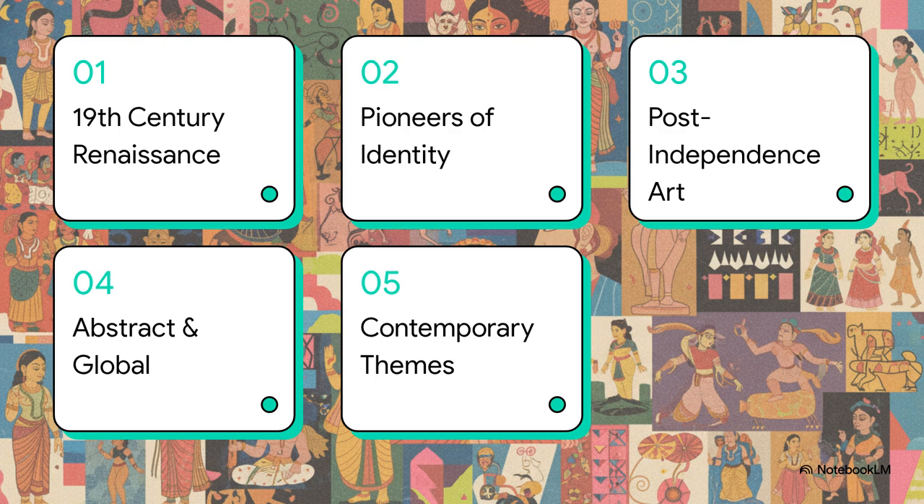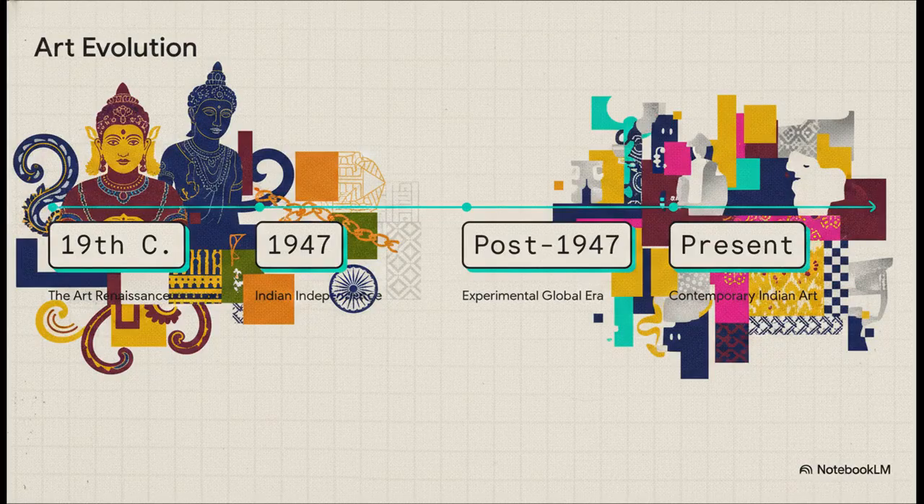We've got 5 parts. First, the 19th century art renaissance. Second, the pioneers of Indian identity. Third, post-independence modern art. Fourth, abstract roots and global reach. And finally, contemporary Indian art themes. This timeline maps out the massive historical shifts that completely reshape the canvas of Indian culture.